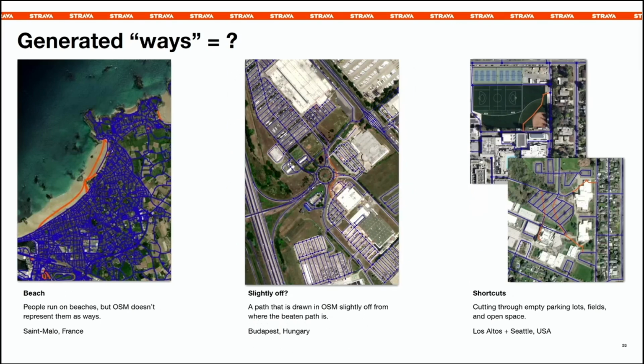So there are also some other things you can find in generated edges. Beaches are commonly found because people like to run on the beach, and in OpenStreetMap, we represent beaches as polygons. Occasionally, you'll find infrastructure that is drawn slightly off. And finally, here you'll see runners taking shortcuts through fields and parking lots. Runners, of course, don't need to abide by the ways defined on the edge of the baseball fields or the very specific lines drawn for the parking lot. They'll just run through it if it's empty. That would make sense.